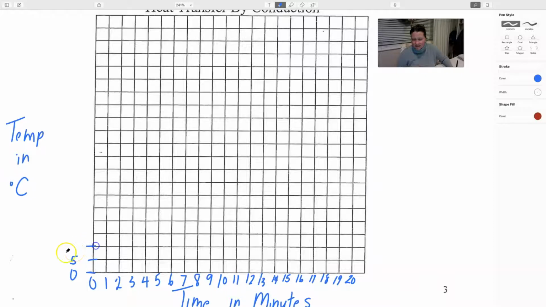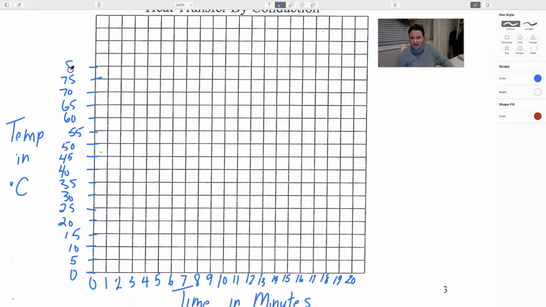So this would be 5 degrees, 10 degrees, 15, 20, 25, 30, 35, 40, 45, 50, 55, 60, 65, 70, 75, 80, 85, 90, yep, works out perfectly, 95, and 100.